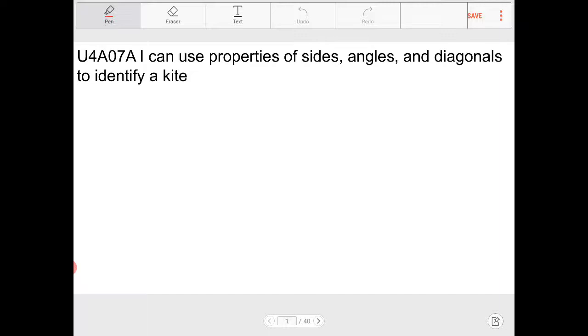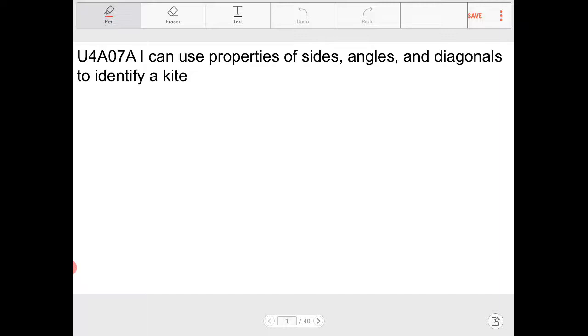So let's just recap. This is actually going to be the last quadrilateral that we are going to study in the lesson series. Since the beginning of this unit, we talked about polygons, and then in the second lesson we talked about quadrilaterals, and more specifically, we talked about parallelograms.